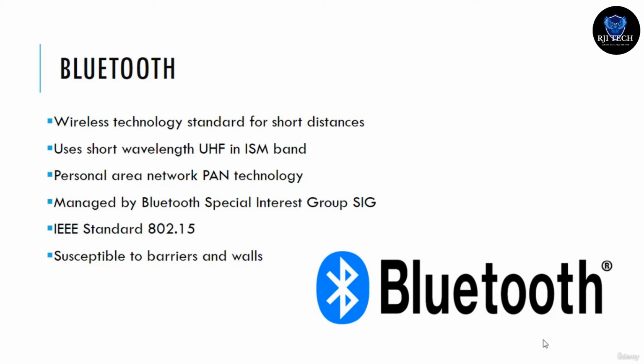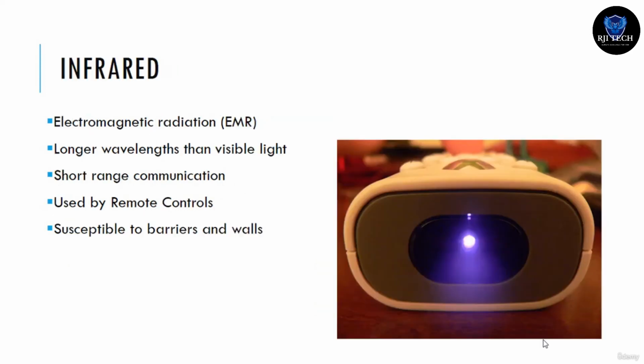The Bluetooth is managed by the Special Interest Group (SIG) of Bluetooth. It has the standard number 802.15 from the IEEE. Bluetooth is susceptible to barriers and walls, which means that if two devices need to connect to each other using the Bluetooth, there should be no walls or barriers between them if they will connect through Bluetooth. Otherwise, the connection will fail.